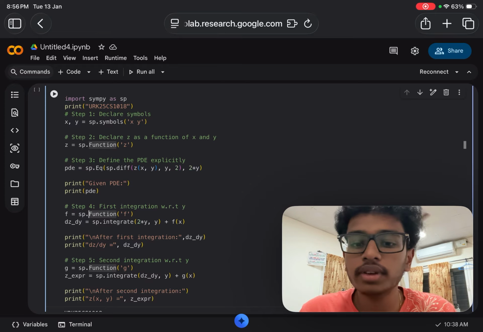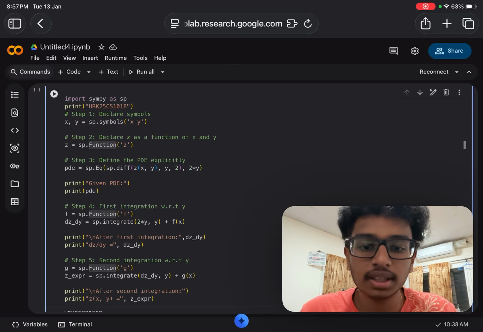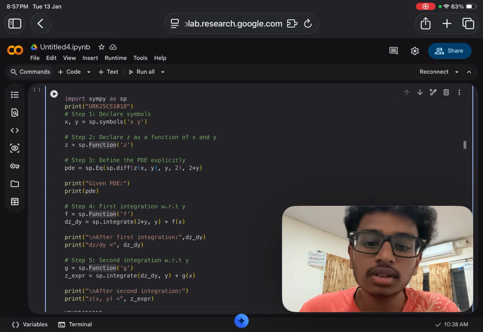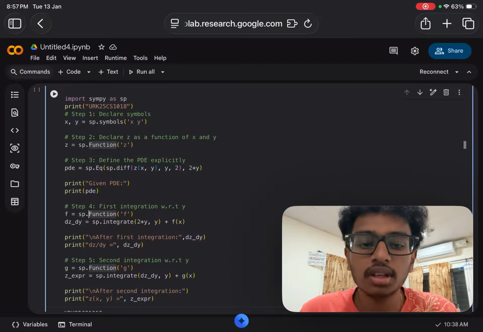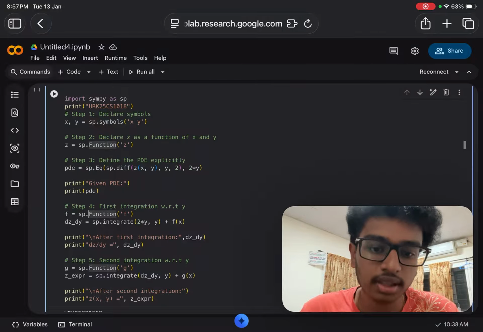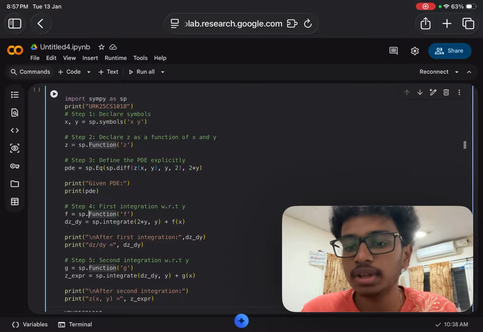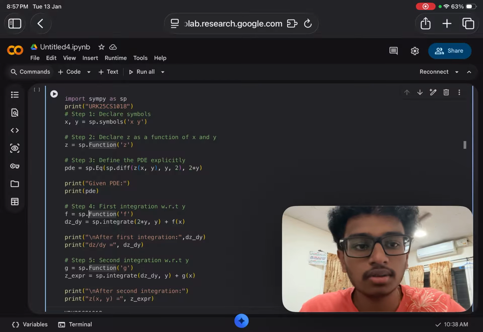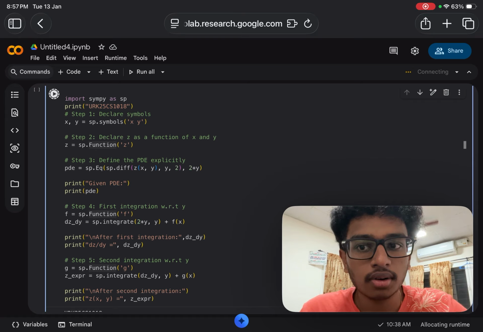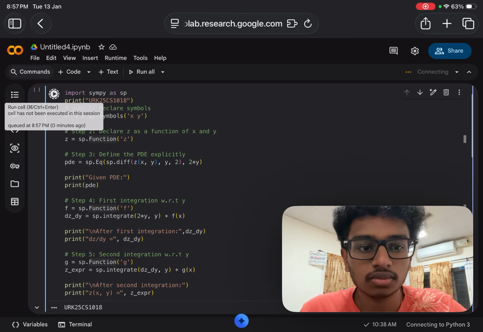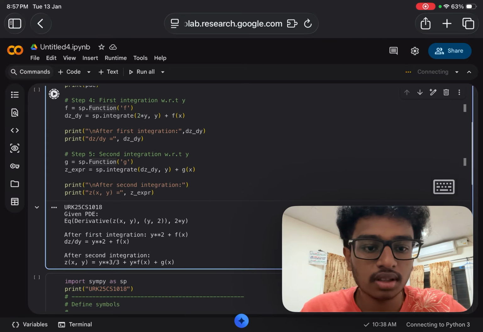Here f(x) and g(x) are called arbitrary functions, and they can be determined only if we are given additional information like boundary conditions or initial conditions. So this is how we solve a PDE using direct integration step by step, both mathematically and using SymPy in Python. Thank you. So we will run this code. And you can see the output here.